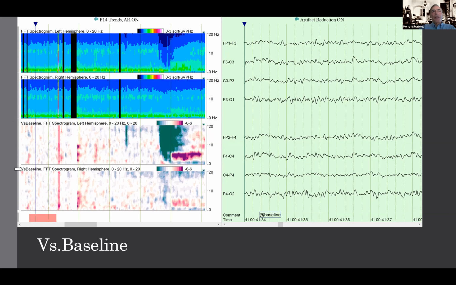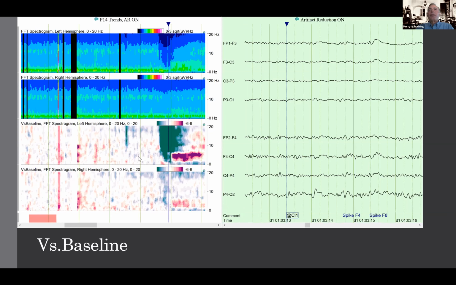Here are our versus-baseline spectrograms, and they're showing us changes: increasing amplitude at those frequencies is increasingly red, decreasing is increasingly green. We're going to look at what happens when we go further into this, and we can already see the change over on the right-hand side of that. So we're still comparing to this baseline. This is the pre-clamp baseline for this carotid endarterectomy, and I've moved the EEG to this point, this cursor here.